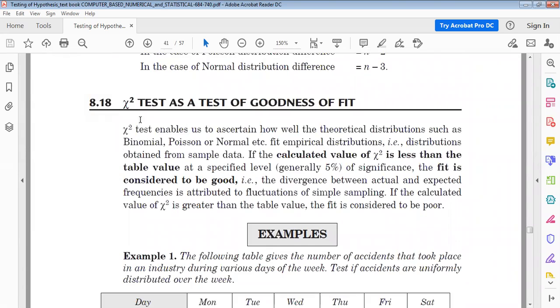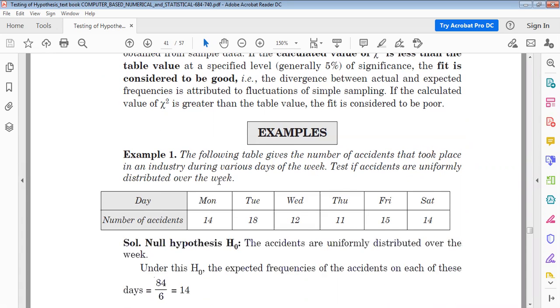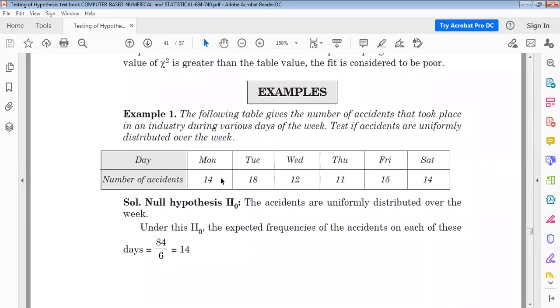Now, the chi-square test as a test of goodness of fit. Chi-square enables us to ascertain how well theoretical distributions such as binomial, Poisson, normal fit empirical distributions, or distributions obtained from sample data. Actually, we have studied binomial, Poisson, normal, etc. in probability distributions in our previous lecture, but now we are testing the hypothesis by applying the chi-square test. Now let us discuss an example based on the chi-square test.